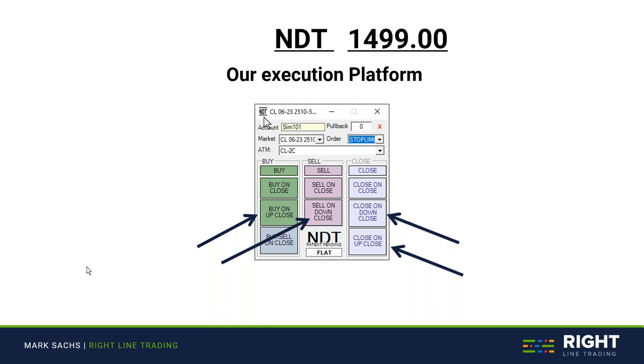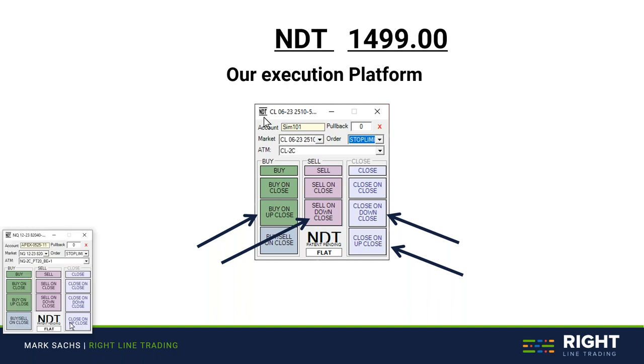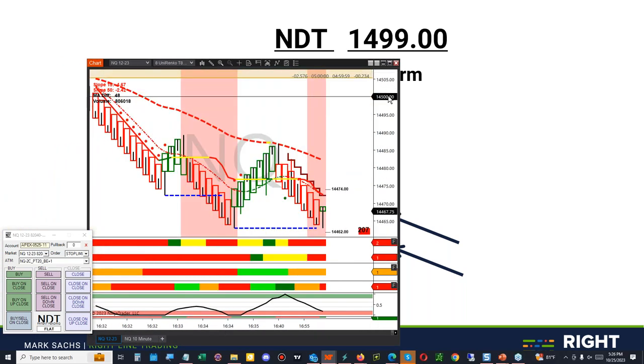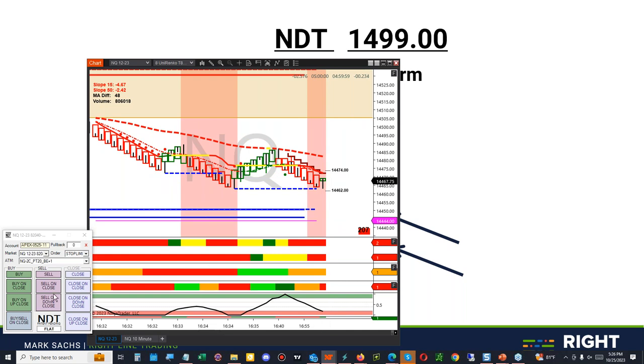Now, where is my control center strategies? Okay, so I'll show you quickly. So there's the NDT on NQ. And I don't know if it's going to work because the market's closed. Probably not, but I'll try it. So if this broke, I would click on sell on down close. Oh, it is working. All right, and that's how it does. Or if I want to close it, right? Because the market's closed, it's not taking the order away. See?